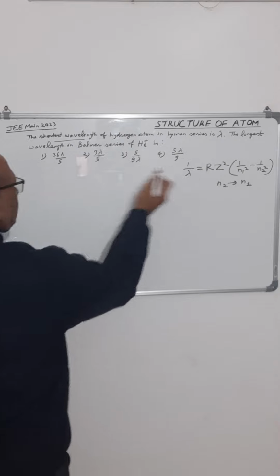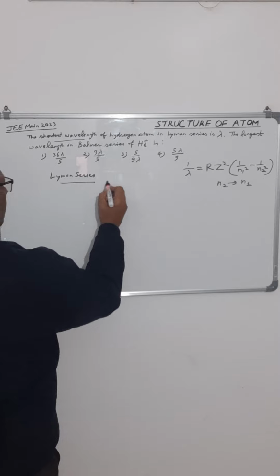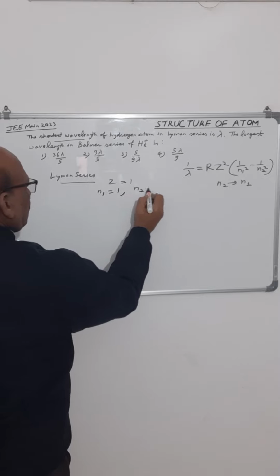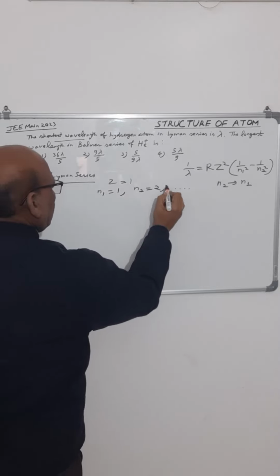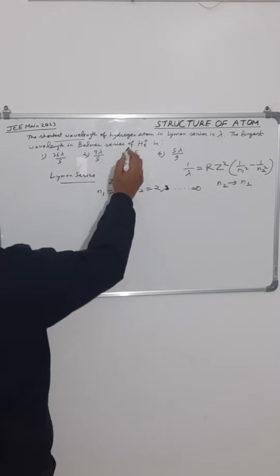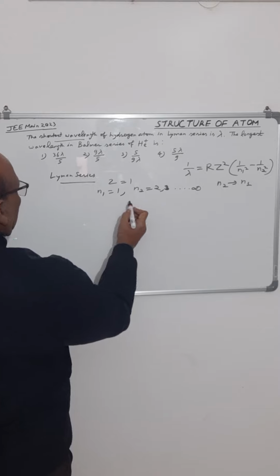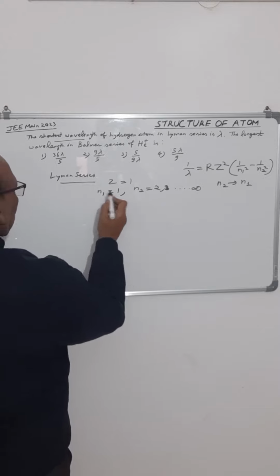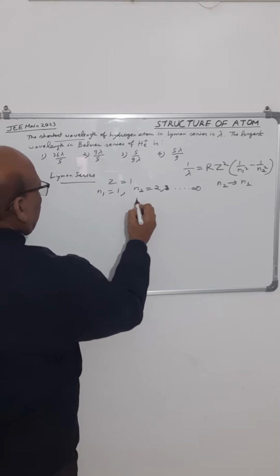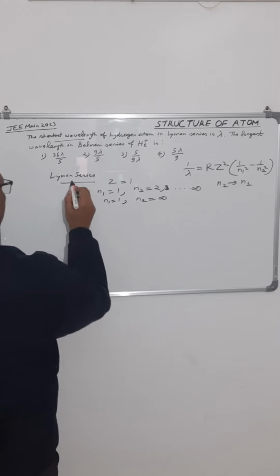Now we will write this equation for Lyman series for hydrogen atom. For hydrogen atom Z is equal to 1, and for Lyman series N1 is equal to 1 and N2 is equal to 2, 3 and so on up to infinity. Now we have to find the shortest wavelength. That means it should be for the highest energy transition, because the lower the wavelength, higher the energy. So shortest wavelength means the energy should be highest during the transition. So it will be for N2 equal to infinity. That means N1 equal to 1 and N2 equal to infinity. Then lambda will be shortest.